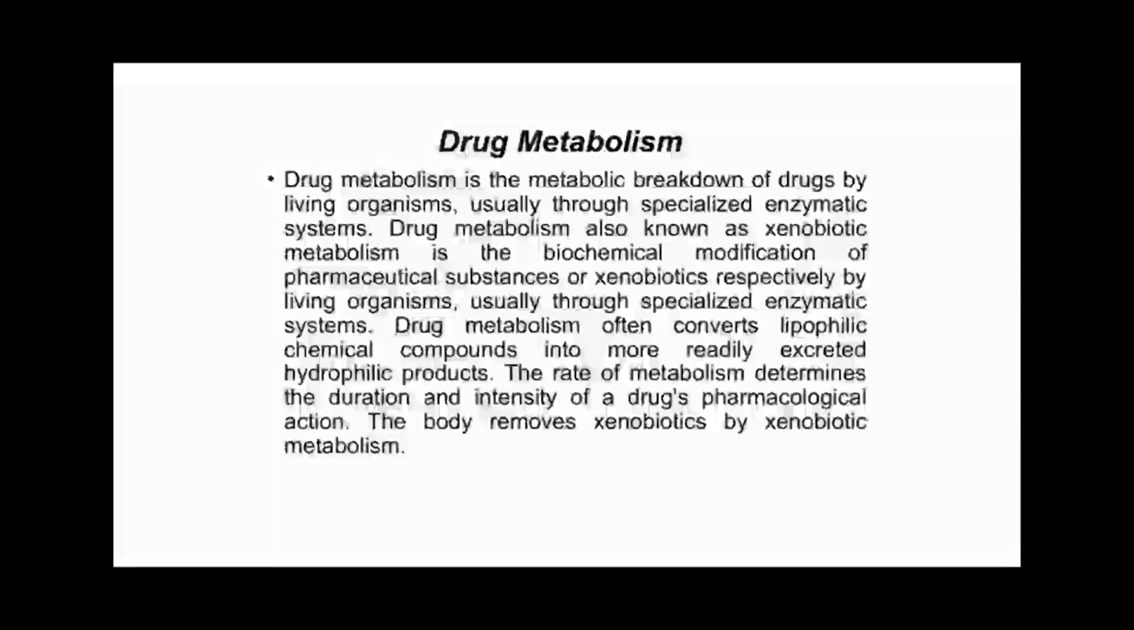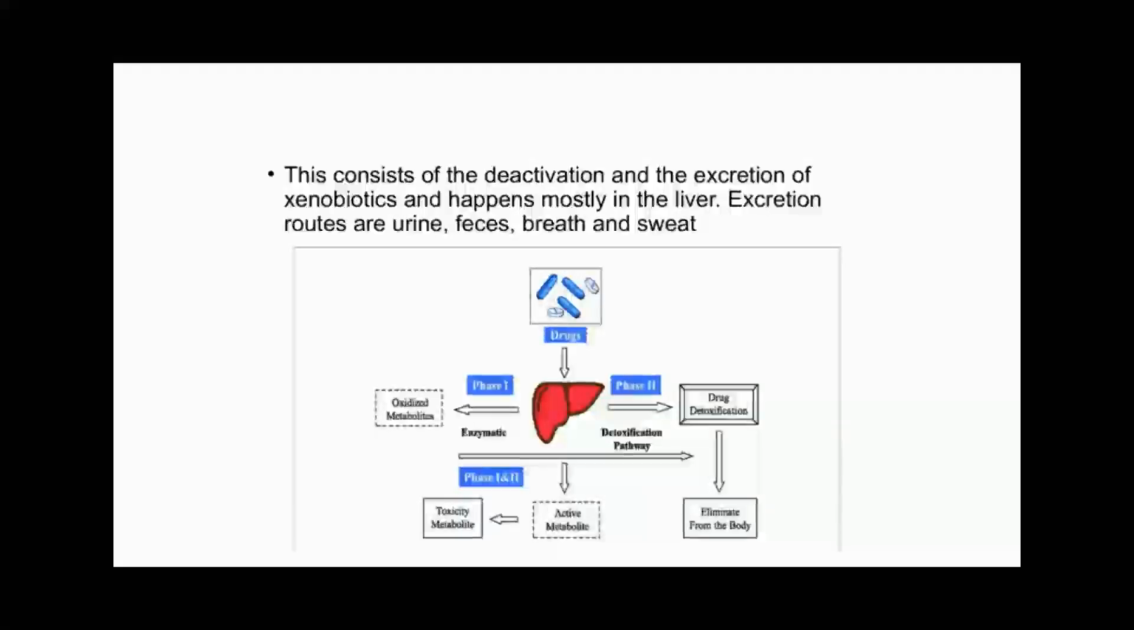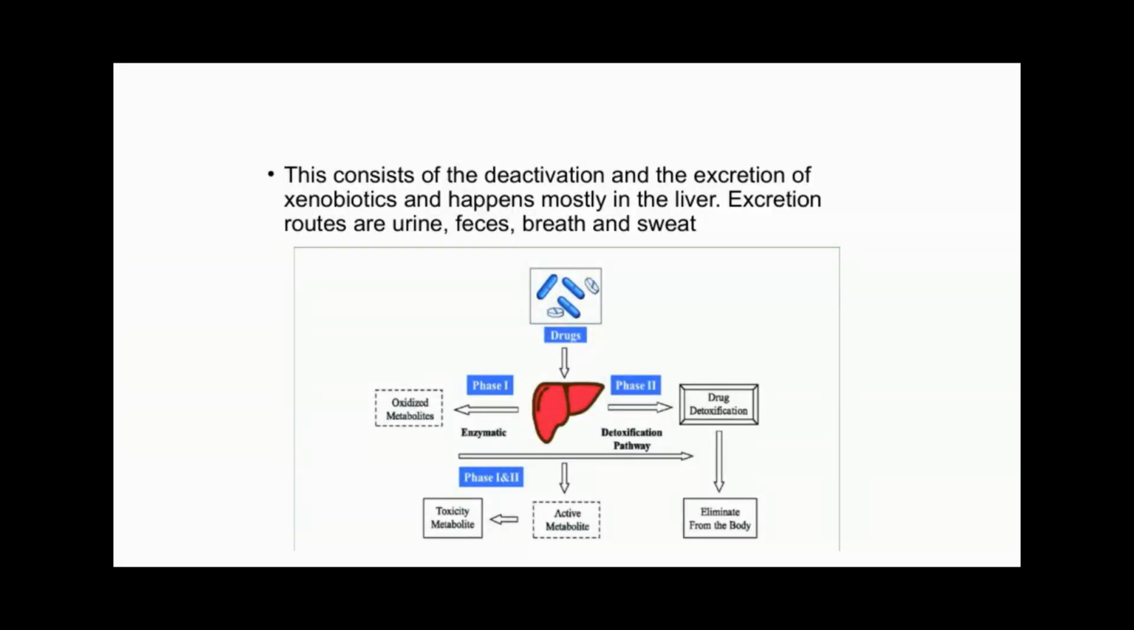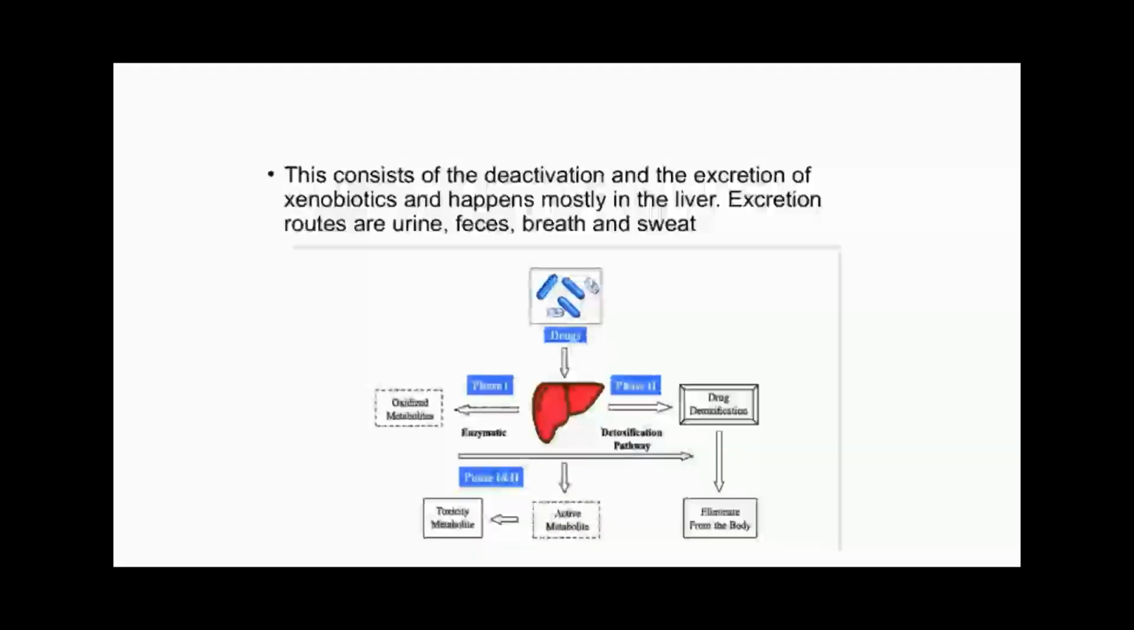Now, let's talk about how the body handles xenobiotics, which are foreign substances like drugs or pollutants. This process mainly involves two steps: deactivation and excretion. Deactivation is where the body makes these substances less harmful, often through chemical modifications. Following that, excretion is how the body gets rid of these now less harmful compounds. Most of this activity occurs in the liver, which acts as the body's primary detox center.